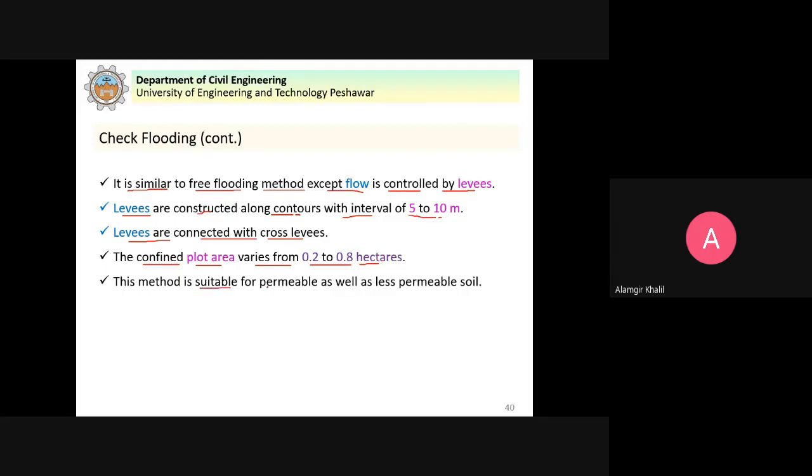This method is suitable for permeable as well as less permeable soil. If the soil is permeable, no problem, because we divide the area into plots. If the water quickly infiltrates, the area is small, and for the other plot we still provide water. It is also suitable for less permeable soil. If the infiltration of water is less, still it is fine.